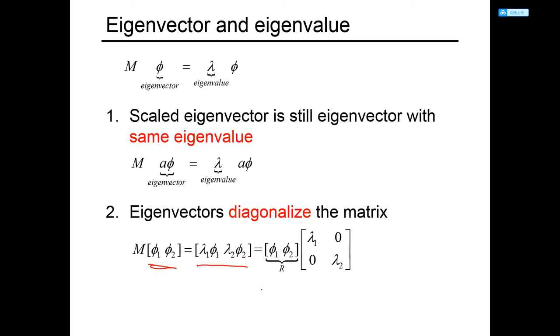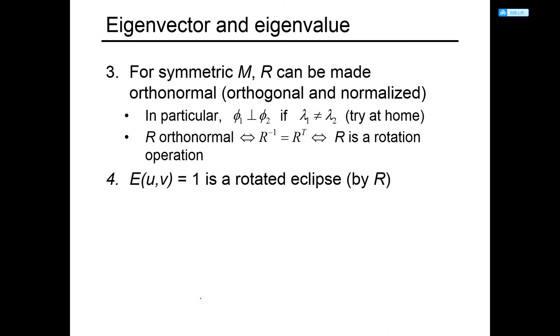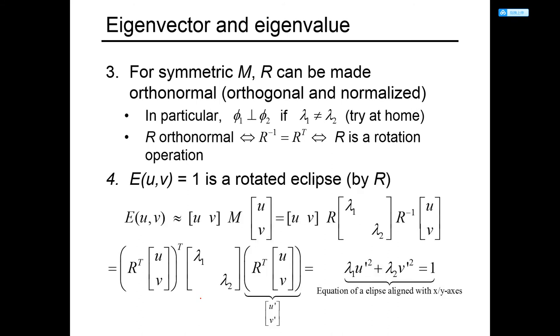That's V. So, we can use these eigenvectors to build a matrix to diagonalize that matrix M. Let me go to the core here. If we find the eigenvectors and use them to build this rotation matrix, now I can change the coordinates, right?